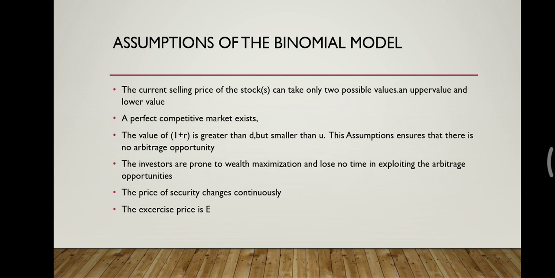The interest rate and the upswings and downswings in the stock prices are predictable. The interest rate value is greater than D and smaller than U; this assumption ensures that there is no arbitrage opportunity. Investors are prone to wealth maximization and lose no time in exploiting arbitrage opportunities. The price of security changes continuously. The exercise price is denoted by E. The binomial model will consider the time to expiry of an option as being one period, two periods, and multiple periods.